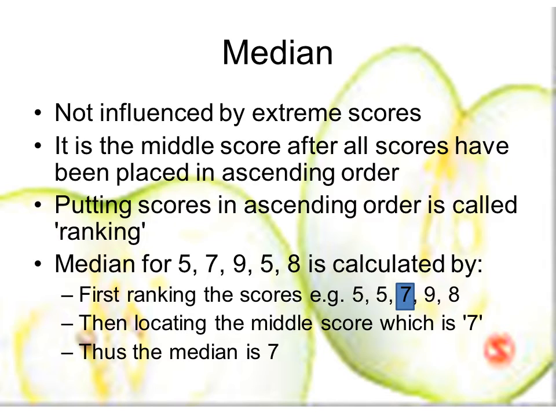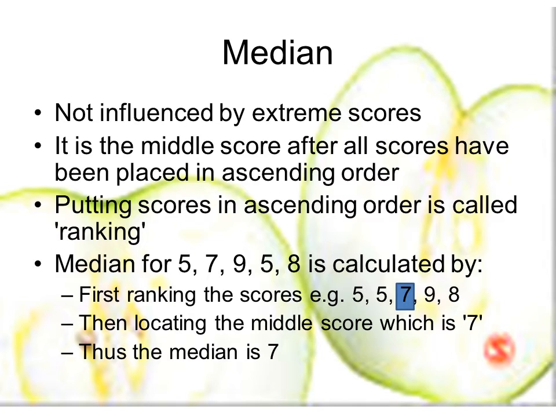So the next area to measure central tendency is the median. When you are trying to calculate a median, I always think of the median as the median strip, right down the middle. A median strip in a road is in the middle of the road. You're going to see it's not influenced by extreme scores. It's the middle score after all the scores have been placed in ascending order. So remember, it's going to be in the middle, like the middle of the road, the median strip.